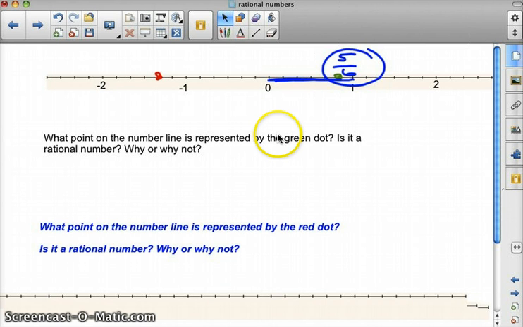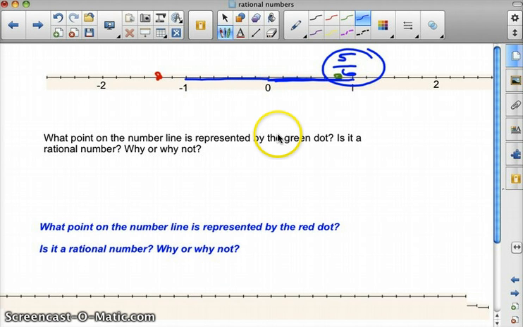All right, how about the red point over here? Let's take a look at that. So we know the number line is divided into 6. 1, 2, 3, 4, 5, 6. This number is between -1 and -2. So it's -1 and 2/6. And I could also write that as -8/6. So that is a rational number.